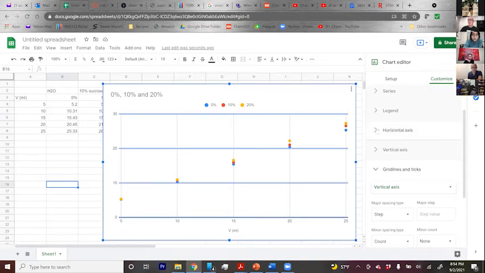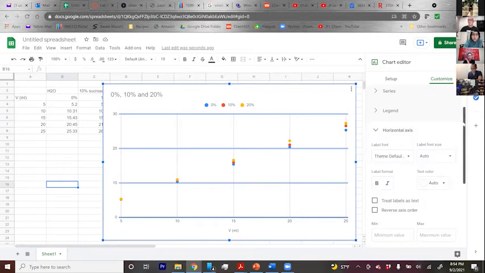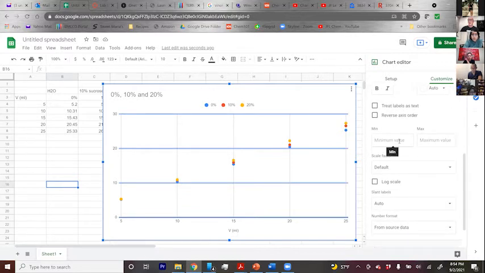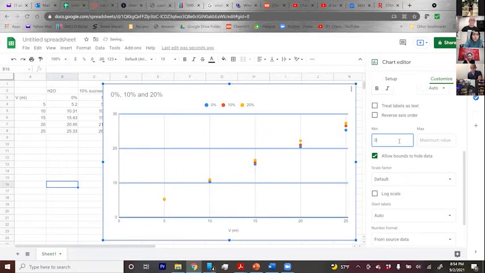And horizontal axis. Here we go. I want the minimum value to be 0. There we go. So now you can see I've got, where's my marker? Oh, here it is. You can see that now I've got 0 as the minimum for x, which makes things a little easier. So when I look at the y-intercept, it'll be a little bit easier to see.